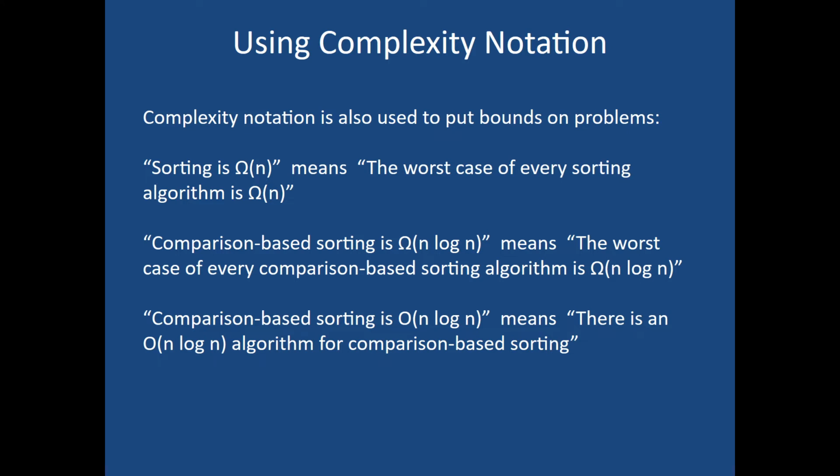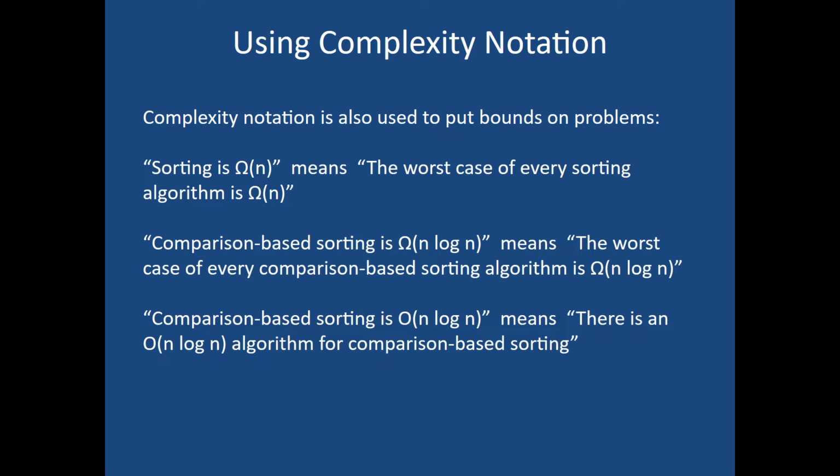Now, what's the proof that shows that comparison-based sorting is O of n log n? What does it take to prove that comparison-based sorting has that upper bound? Yeah, that there is a comparison-based algorithm that is O of n log n. Right. Merge sort. To put this upper bound, you say, okay, here's this algorithm called merge sort, and its worst case is n log n. Ergo, comparison-based sorting is O of n log n.